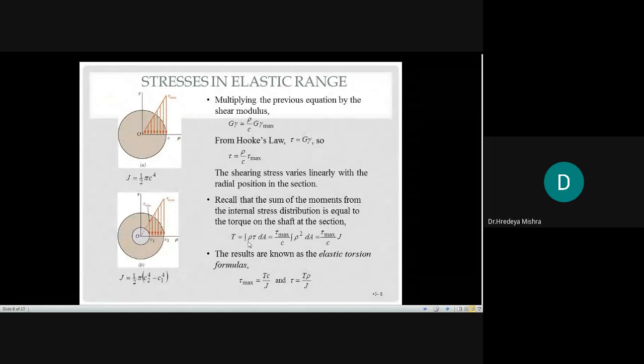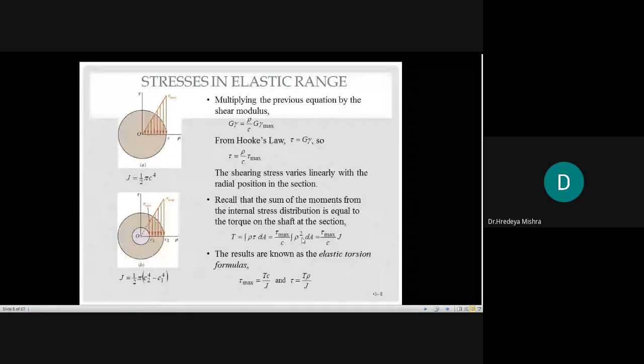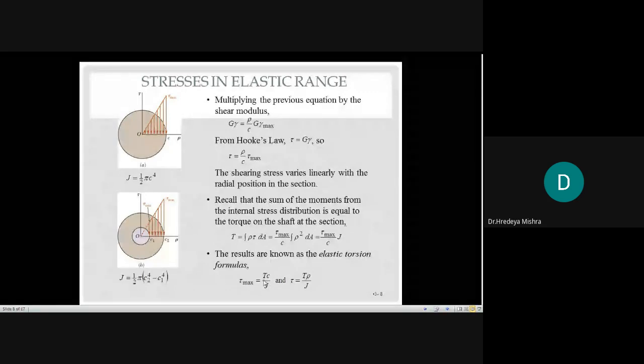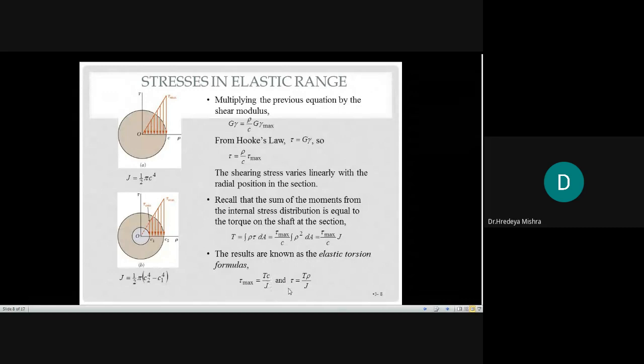Torque T equals the integral of rho times tau dA. So what we put here is tau max upon c times the integral of rho squared dA, or we can say this is the value of J. See here, this is the value of J. So tau max equals Tc upon J, meaning torque multiplied by the radius upon J.